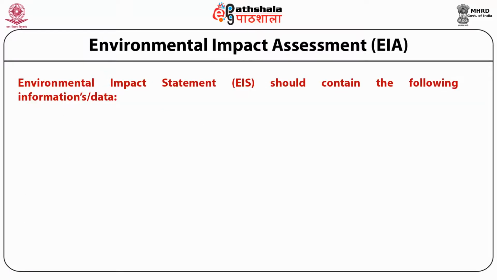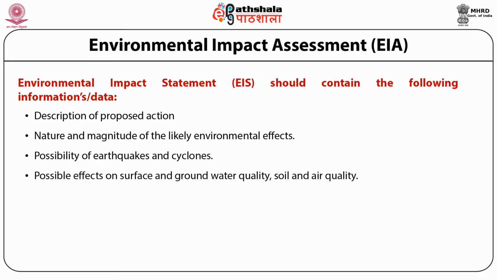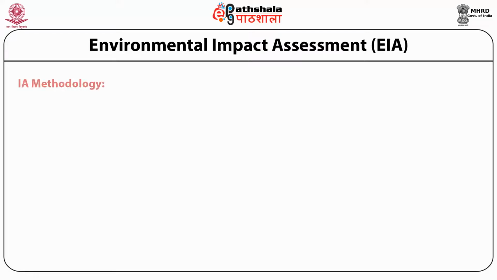The environmental impact statement should contain the following information or data: description of the proposed action like construction, operation and shutdown phase, and selection of alternatives to the proposed action; then nature and magnitude of the likely environmental effects, possibility of earthquakes and cyclones, possible effects on the surface and groundwater quality, soil and air quality, effects on vegetation, wildlife and endangered species, economic and demographic factors, identification of relevant human concerns, noise pollution, that is efficient use of inputs. Now we discuss the EIA methodology.